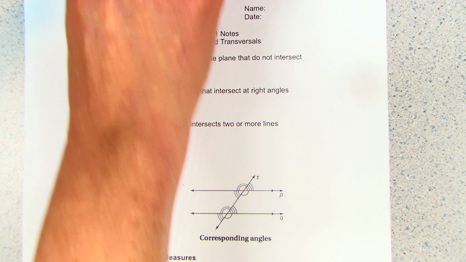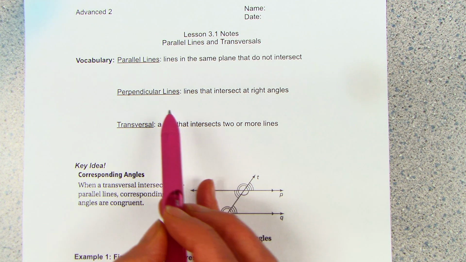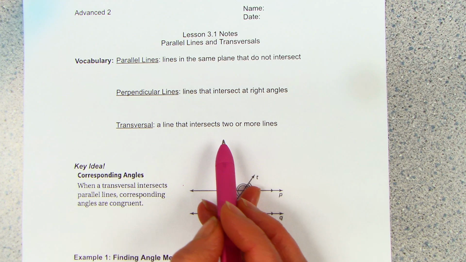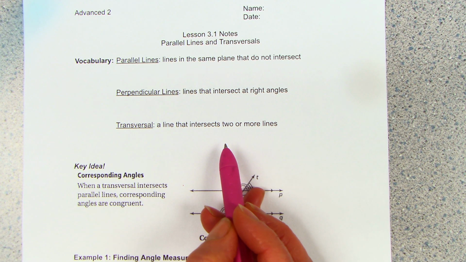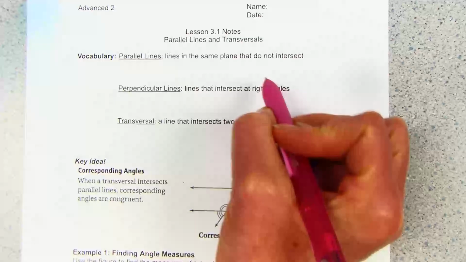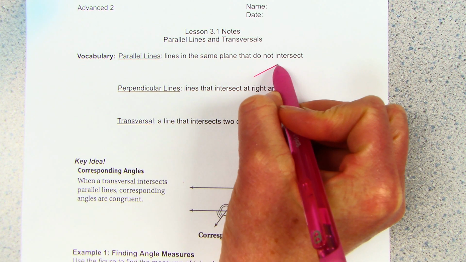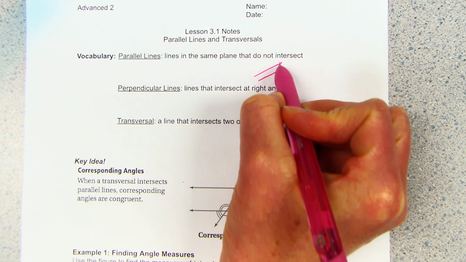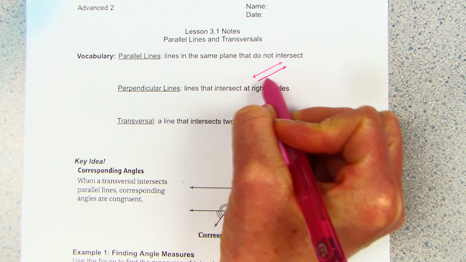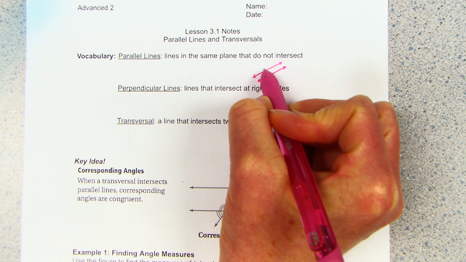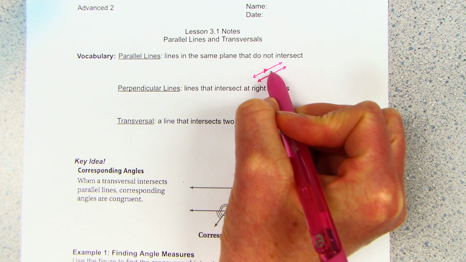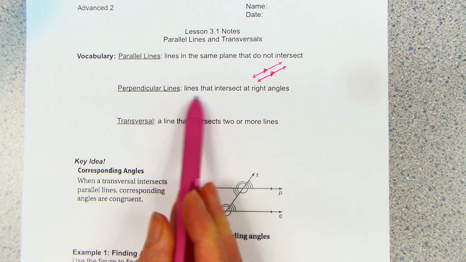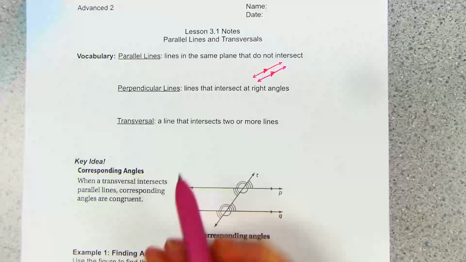All right. A perpendicular line is a line that intersects at a right angle. I want to add a little picture here. Remember from one of the activities that we did that you can show that lines are parallel. The little symbol for that is a little triangle. All right. Perpendicular lines are lines that intersect at right angles.